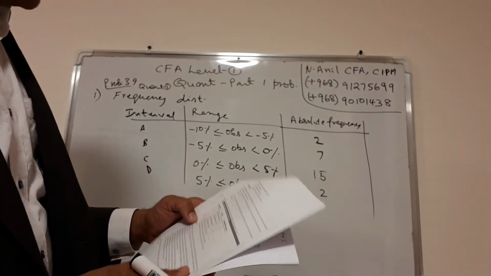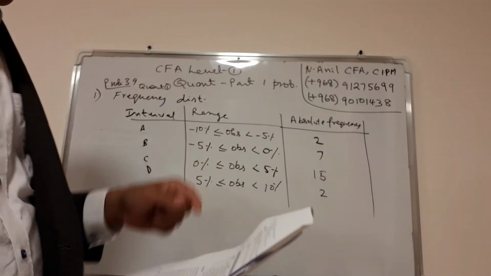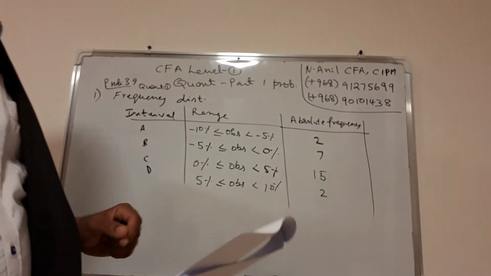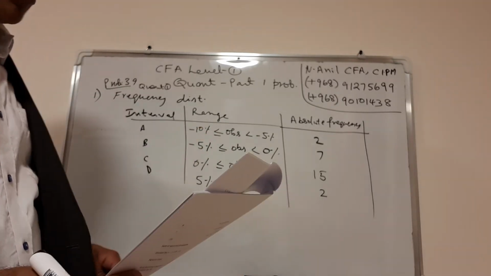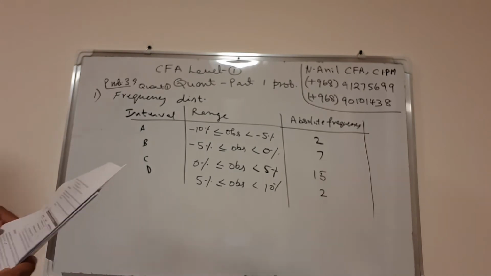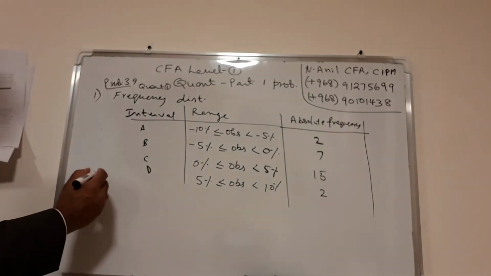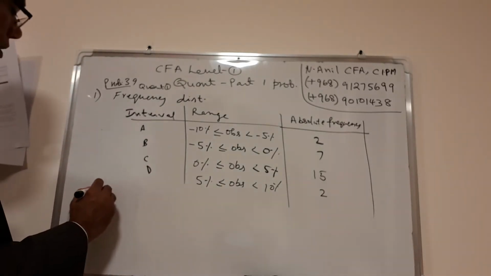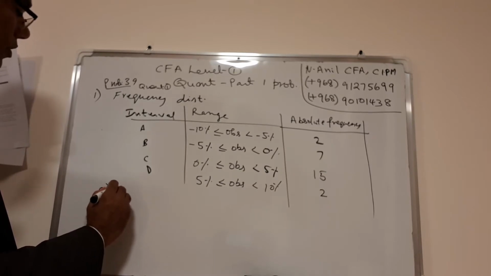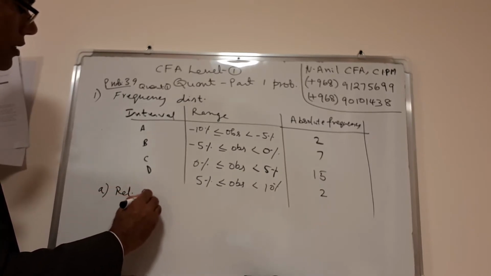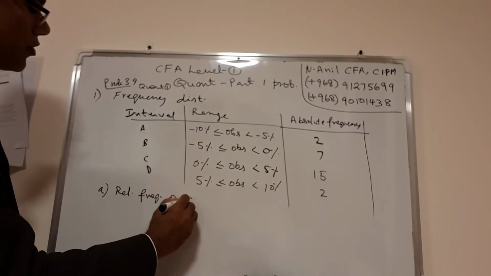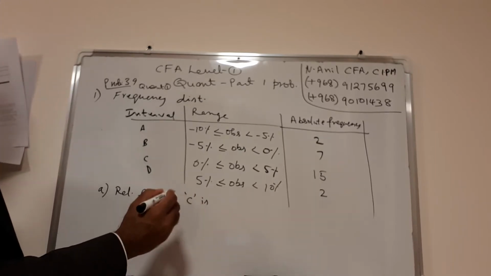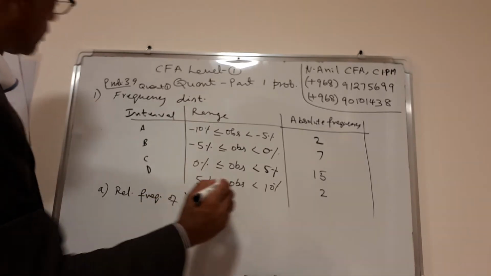Now, which of the following statements, they given 3 statements A, B, C, is correct? The relative frequency of interval C is 15. So the first one is the statements. I will write it in small letters. Relative frequency of C is 15.